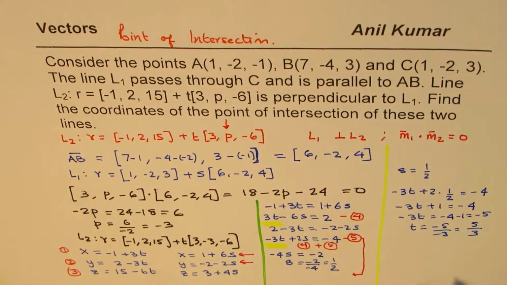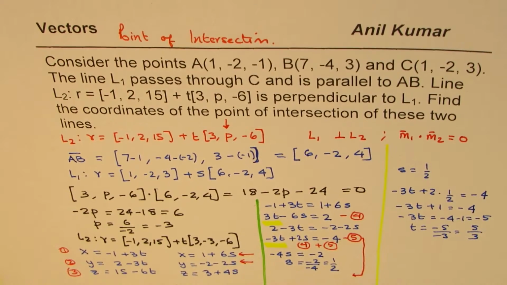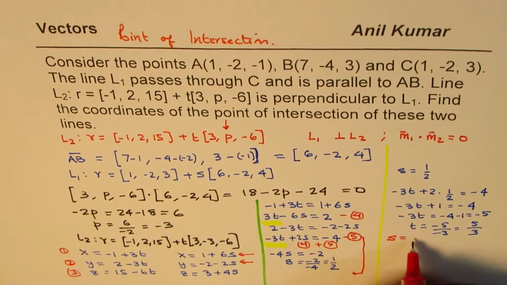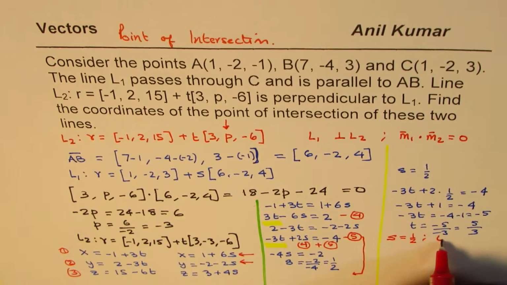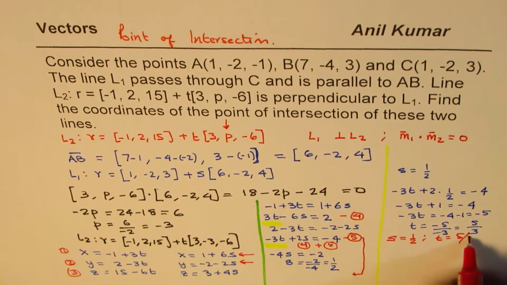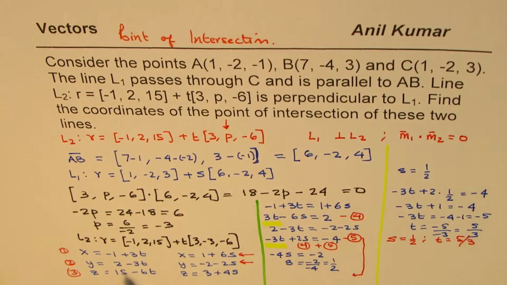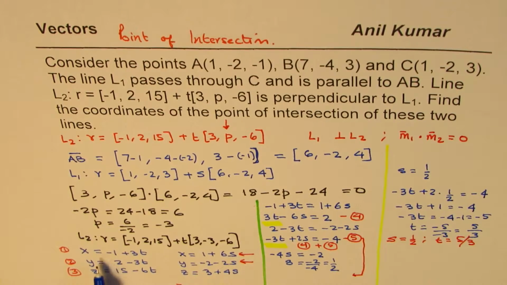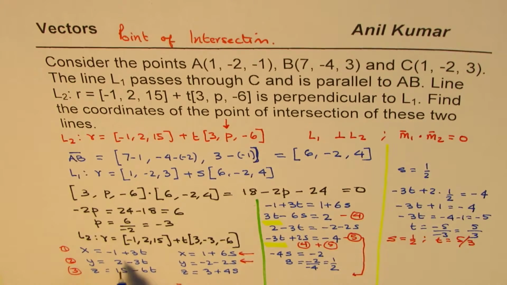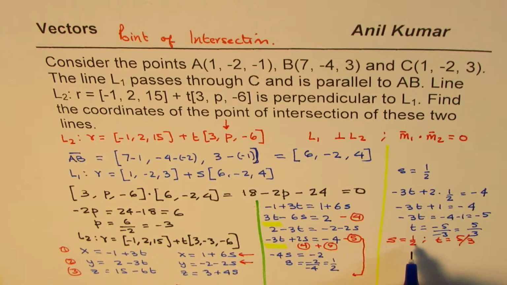So we get the values for both s and t, right? What we finally get here is that s equals half and t equals 5 over 3. We can substitute these values in our equation and find the x, y, and z values, correct? Okay, so let's do that. So s as half and t as 5 over 3, right?